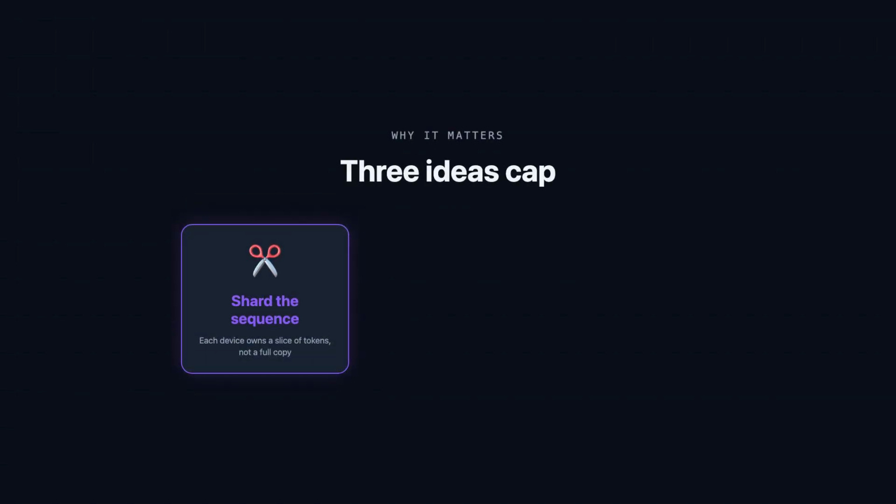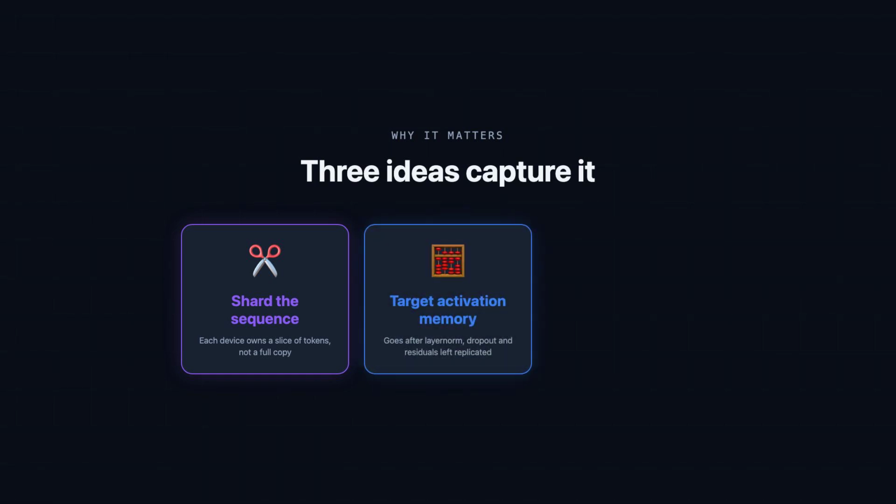Now, 3 ideas really capture why this technique matters so much. Sharding along the sequence dimension means each device owns only a slice of the tokens, instead of copying the full activation set onto every card. Targeting activation memory is the whole point. It goes straight after the layer norm, dropout, and residual values that other parallelism schemes leave replicated and bloated.